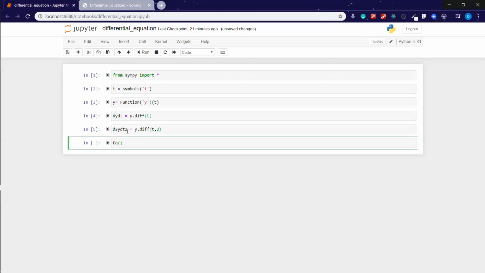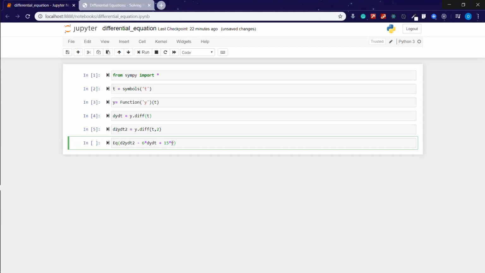So I know y prime prime is everything here, right? So you can type d square y dt squared minus 6 multiplied by y prime. And y prime is dy dt, plus 15 multiplied by y.